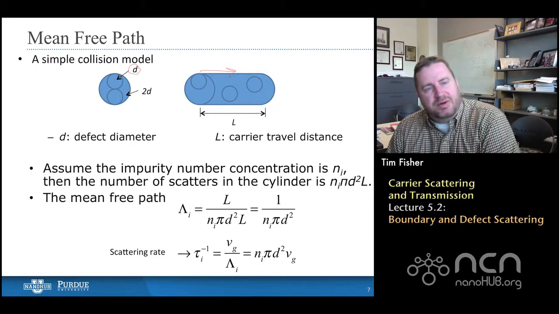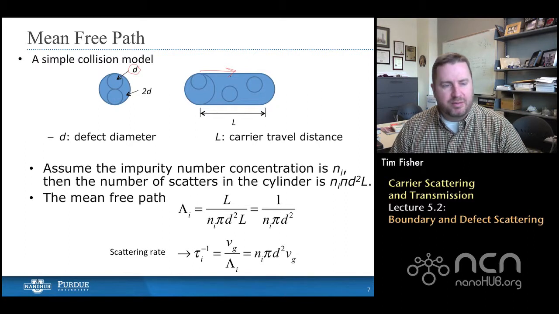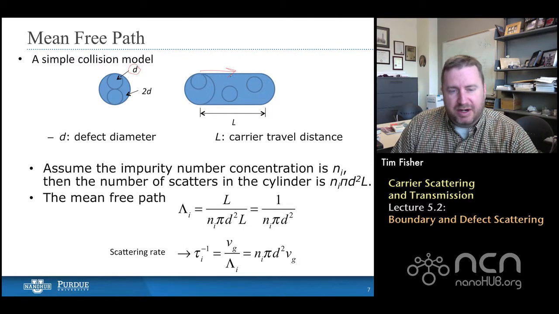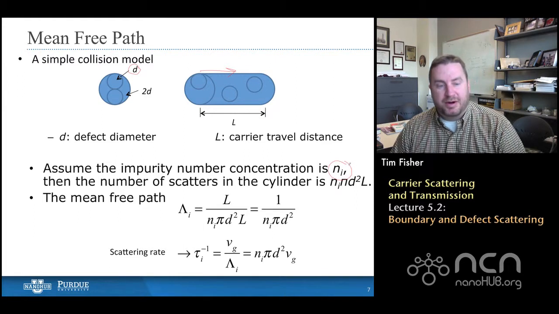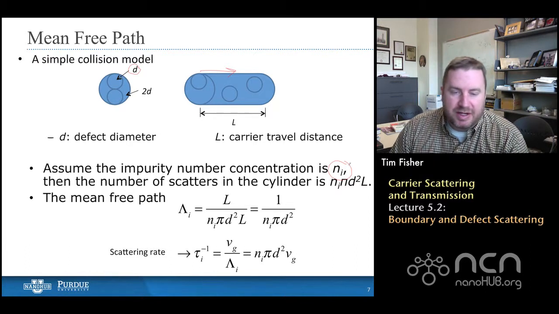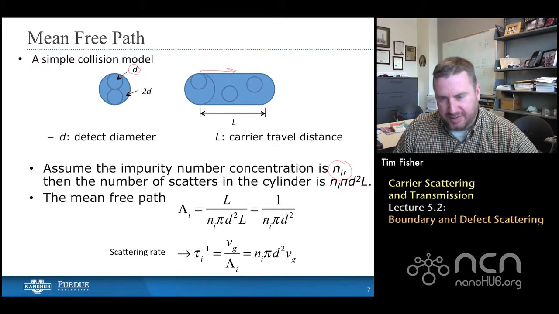And what we'd like to do is to say, well, if those defects were fixed in space, which is really what we're talking about here, they're not moving around themselves, we'd like to understand how frequently the carrier will scatter, or how far it will move between scattering events. And so this is just simple logic here. If we know the number concentration of these defects, that's n sub I, then I want to count the number of scatterers in a cylinder of length L, and that's shown just below here.